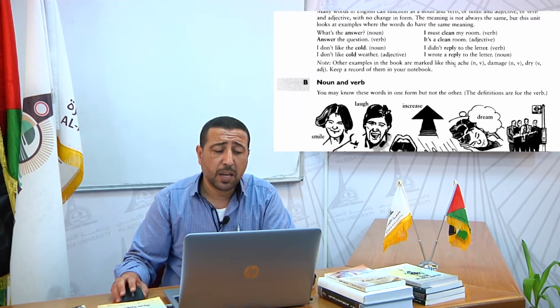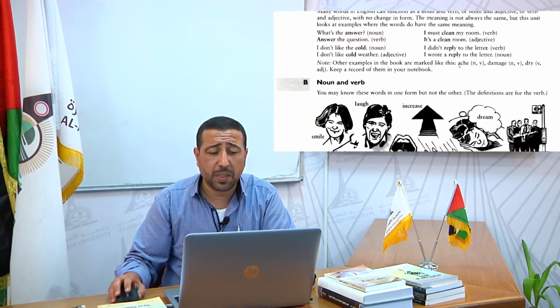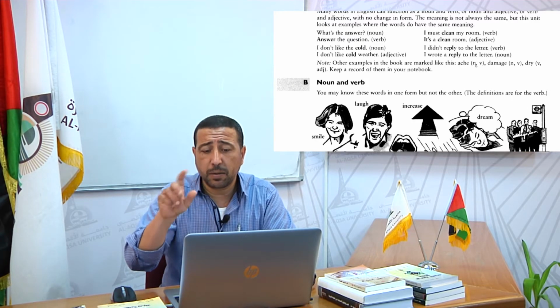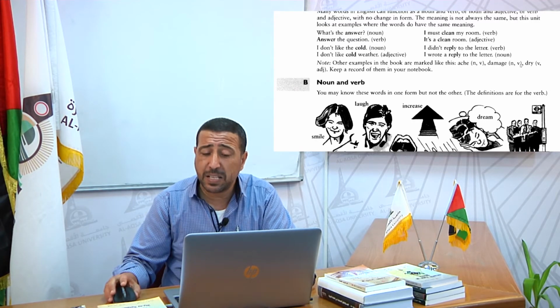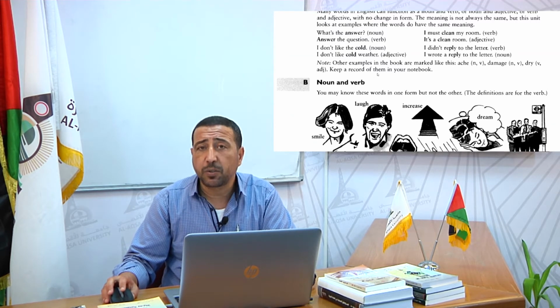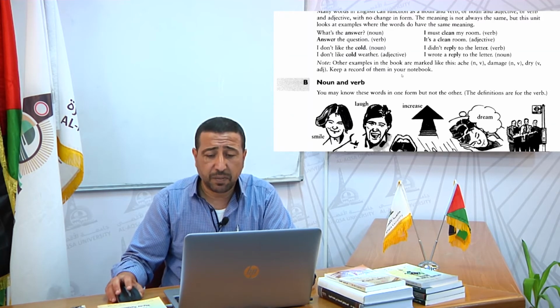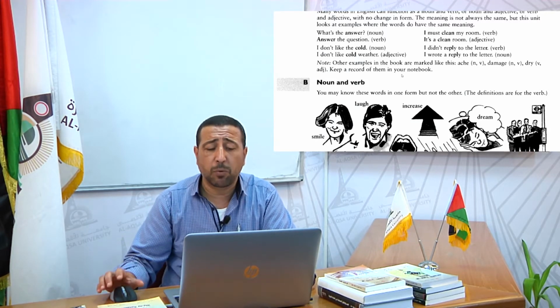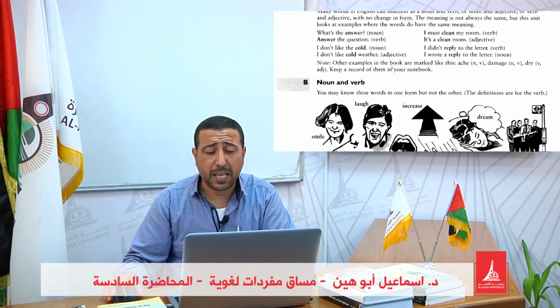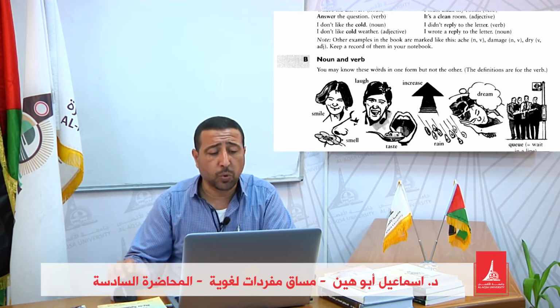We have a note here. Other examples in the book are marked like ache, with N and V between two brackets. It means ache is a noun and a verb. Damage, noun and verb. Dry, verb and adjective. Keep a record of them in your notebook, so that if you would like to revise these things, you can come back to your notebook.